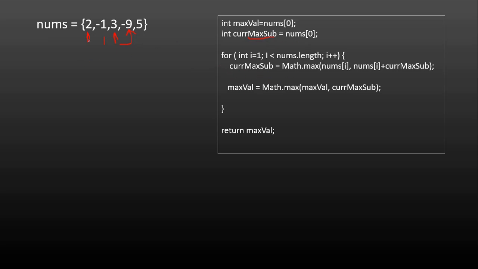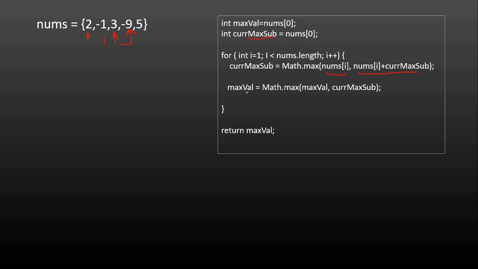So here we were checking either the current element or adding the current element to the previous maximum, right? That's what we are doing here. We are checking the max of the current element or adding the current element to the previous maximum. Current maximum is my current running sum. I'm adding that current value to the current running sum and checking whether the current number is greater or the current number plus my previous max is greater. That is the value that is stored in current max sub.